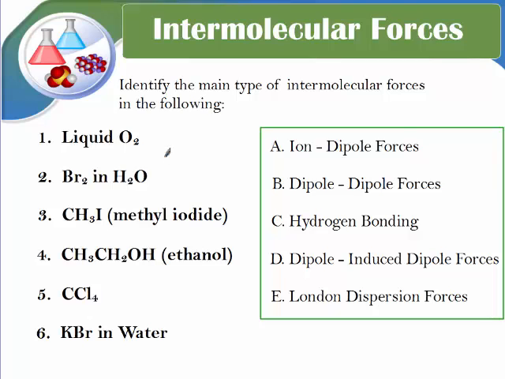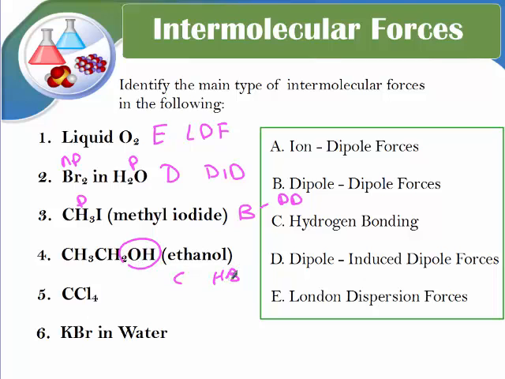For liquid oxygen, you should have got an E, or London Dispersion Forces. For 2, this one was nonpolar, this one was polar. So you should have gotten D, dipole-induced dipole. For 3, it's polar, so you should have gotten B, which is dipole-dipole. For 4, we have OH at the end. It's not ionic, therefore it's going to be C, hydrogen bond.